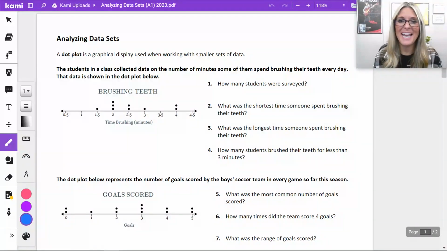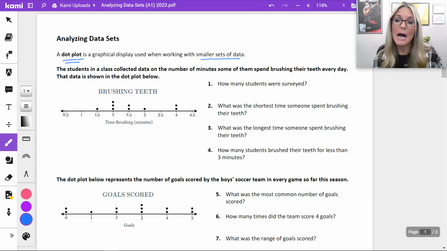In this lesson, we're going to analyze our data sets when they're in data displays. The first one we're going to review is a dot plot, which is a graphical display used when working with smaller sets of data. We've got the example: students in a class collected data on the number of minutes some of them spend brushing their teeth every day.